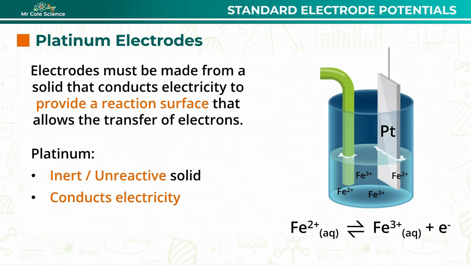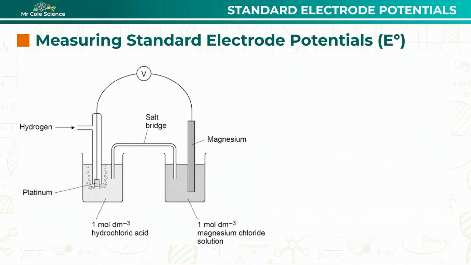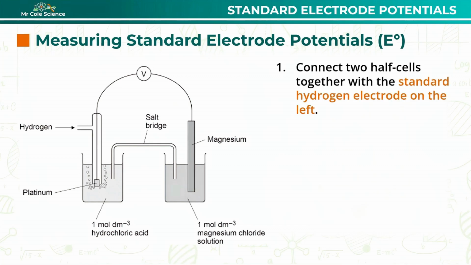So how do we use our standard hydrogen electrode to measure the electrode potential of other half cells? Well, first we need to connect it to another half cell. However, by convention, the standard hydrogen electrode should always be placed on the left. This just helps ensure that all standard electrode potentials are being measured in the same way each and every time.